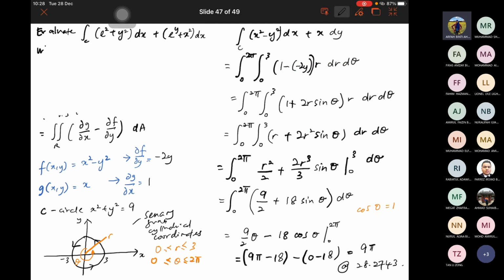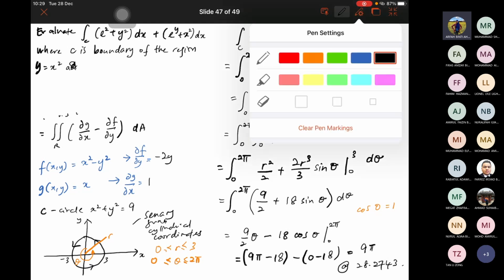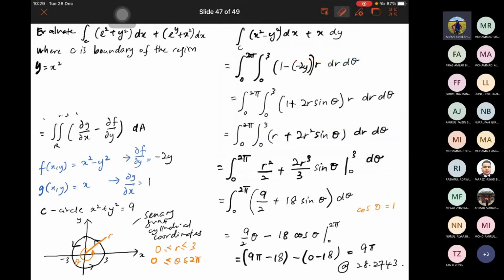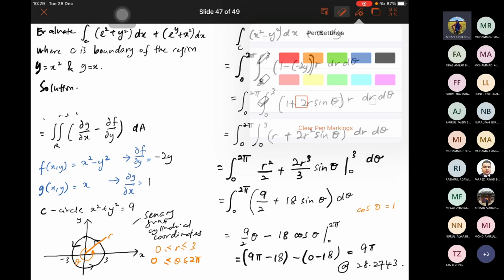Where C is the boundary of the region y sama dengan x squared and y sama dengan x. Okay. So cuba buat this one. Lukis dahulu the boundary.